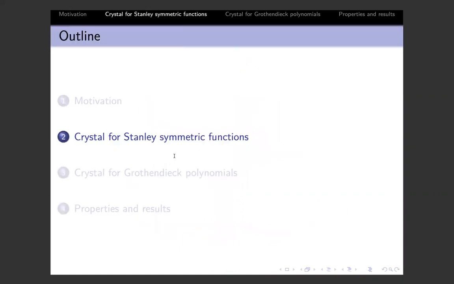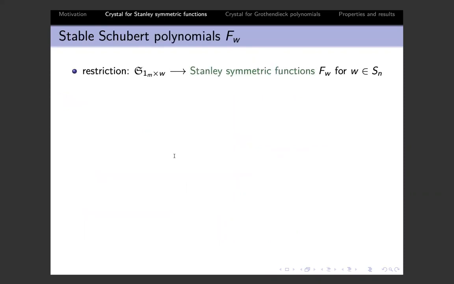And now what we want to do is apply that to get a Schur expansion for the Stanley symmetric functions. So I want to give you a crystal for the Stanley symmetric functions, and then we will upgrade that to a crystal for Grothendieck polynomials. Let me first briefly say how you can define Stanley symmetric functions. One way is by looking at Schubert polynomials and taking the stable limit of Schubert polynomials. The Stanley symmetric functions are indexed by permutations in S_n.